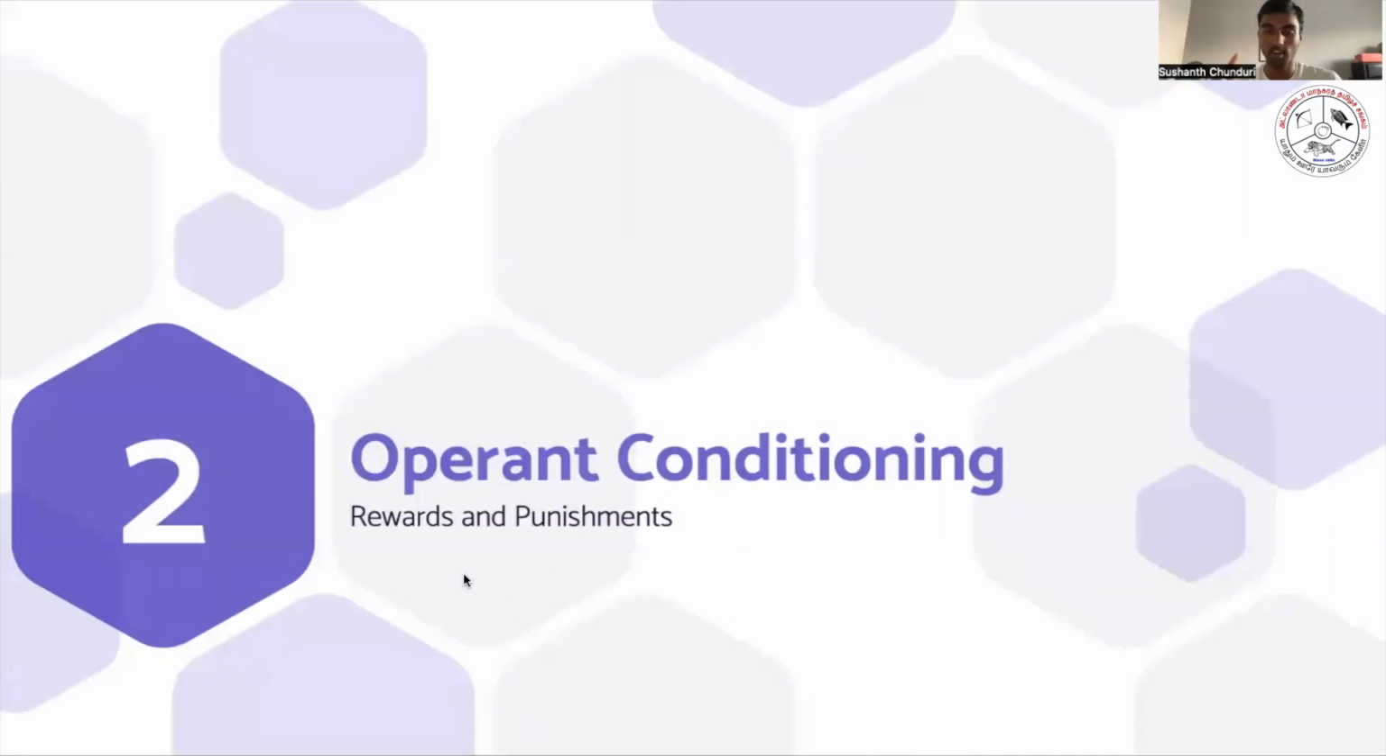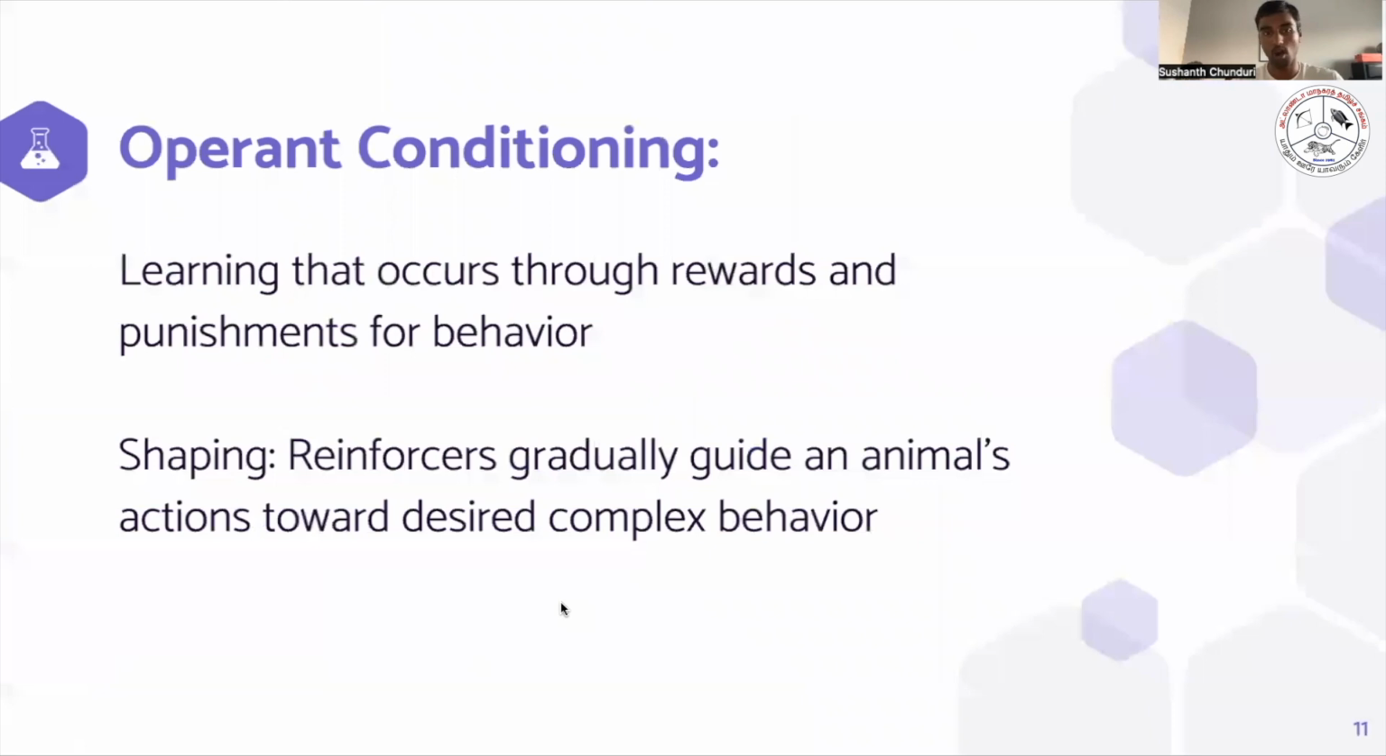Okay, let's talk about the other type of conditioning, which is operant conditioning. This has to do with rewards and punishments. This is probably the one you're more familiar with. Operant conditioning is when you help create learning through rewards and punishment for behavior. And operant conditioners usually use shaping. So they gradually guide an animal, like when you see people at the zoo or the aquarium giving treats to the dolphins to do tricks, that's a form of operant conditioning. So they're guiding an animal's actions toward a complex behavior.